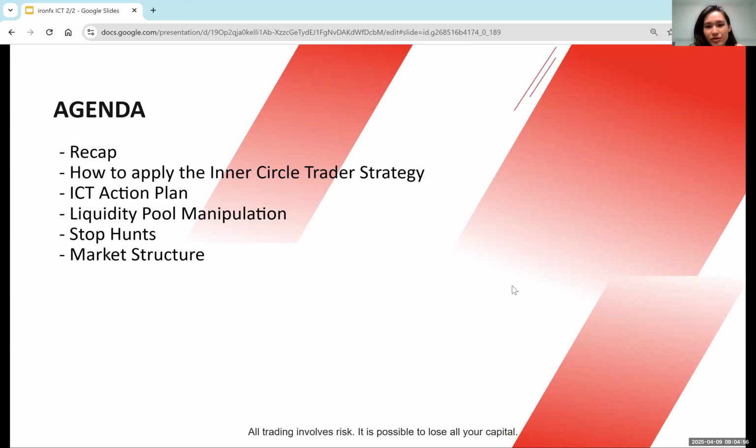We'll start off with a very quick recap for those of you who weren't here with us last week, where we did an intro on what exactly ICT is and what the key concepts are. So I'll just be going through that. Then we'll jump right into how to apply the ICT strategy, the action plan, and also these concepts here: liquidity pool manipulation, stop hunts, market structure, etc. And if we have time at the end, we'll go through a couple of slides, a couple of charts as well.